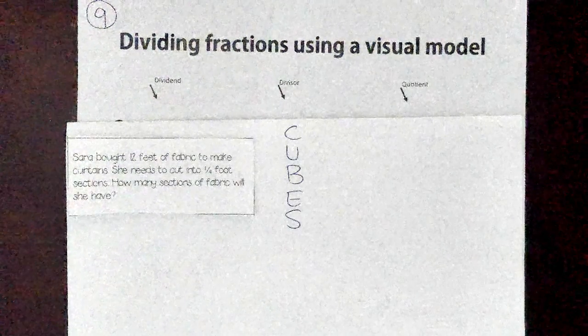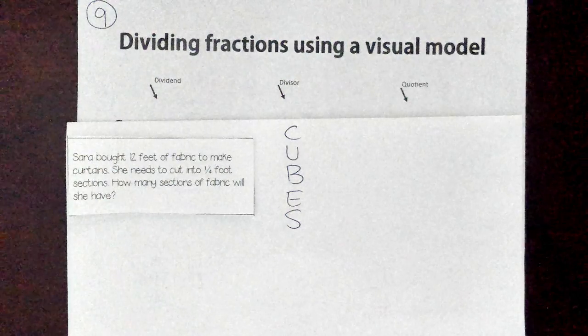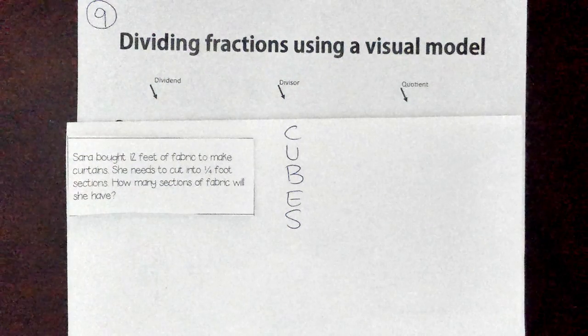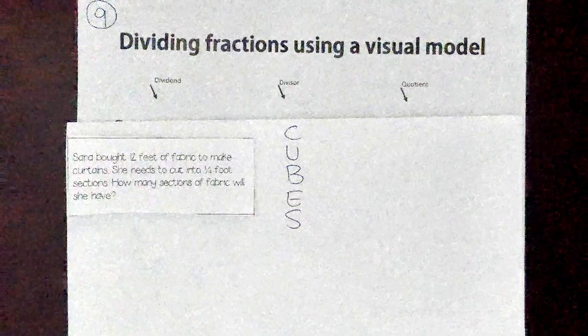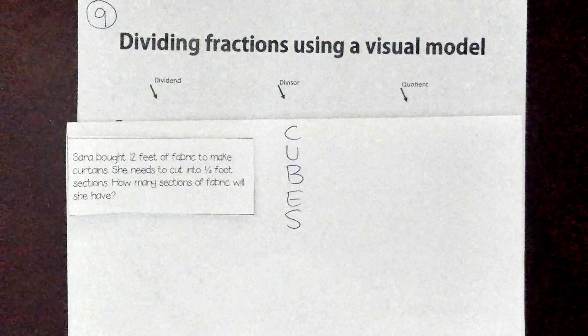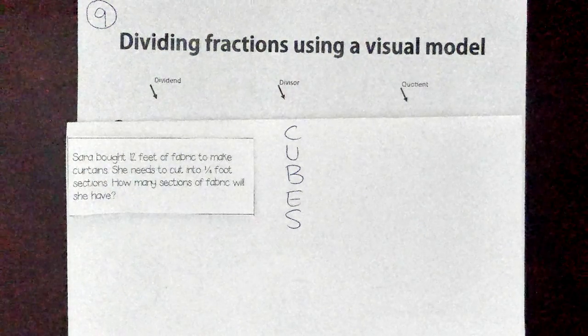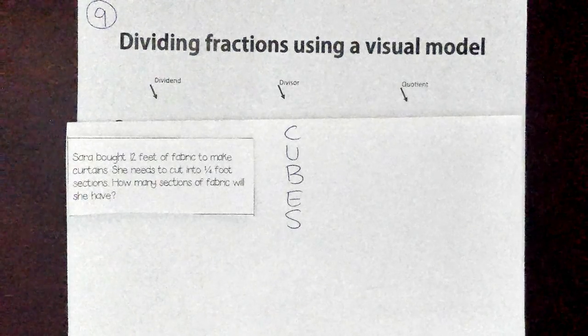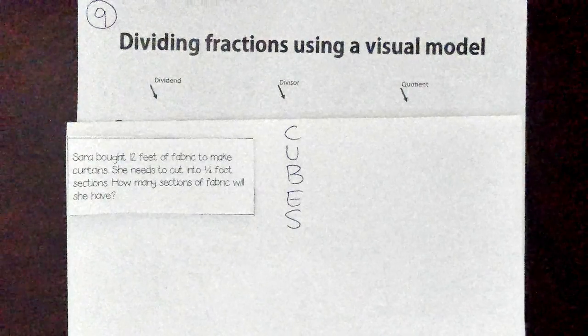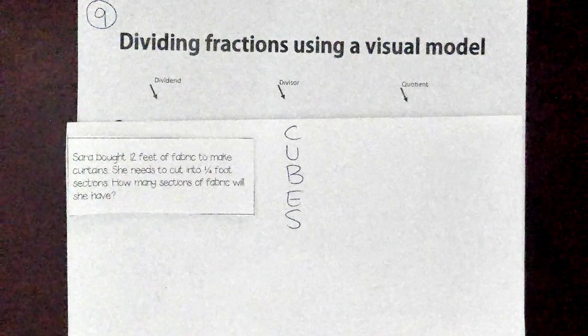All right, so Sarah bought 12 feet of fabric to make curtains. She needs to cut it into 1/4 foot sections. How many sections of fabric will she have? We're going to use the CUBES method to figure out what we need to do and what information is useful for us. So the first thing we're going to do is circle any numbers in units.